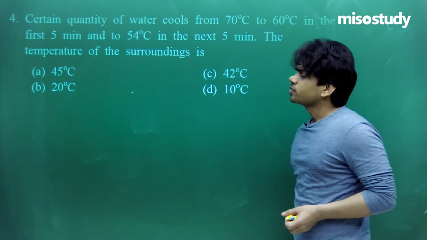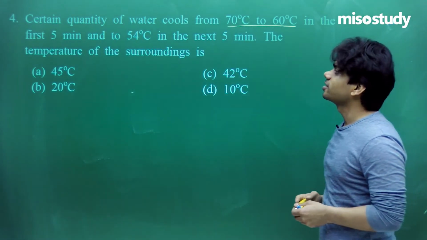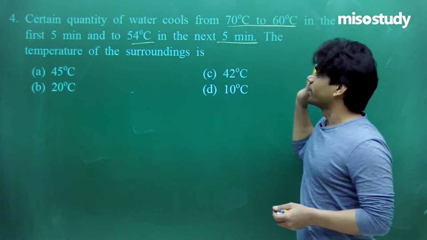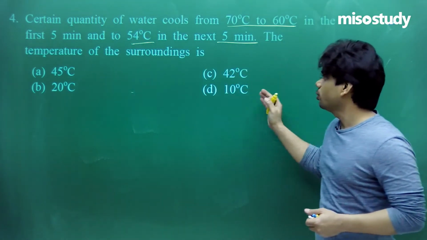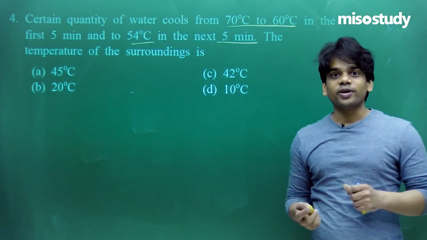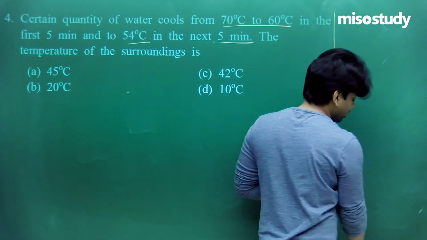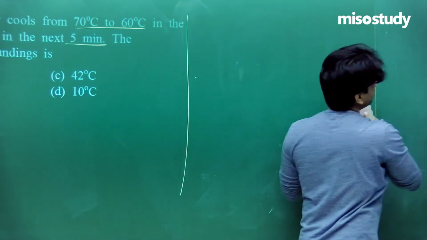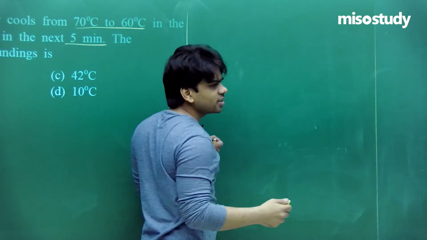Question number 4. A certain quantity of water cools from 70 degrees Celsius to 60 degrees Celsius in the first 5 minutes and to 54 degrees Celsius in the next 5 minutes. The temperature of the surrounding is A 45, B 20, C 42, D 10. Now here I am going to use Newton's law of cooling in a different way compared to the one used earlier. Both these cases are different. In that case, we didn't know the value of T, so we used the general equation. But in this case, the change is small.